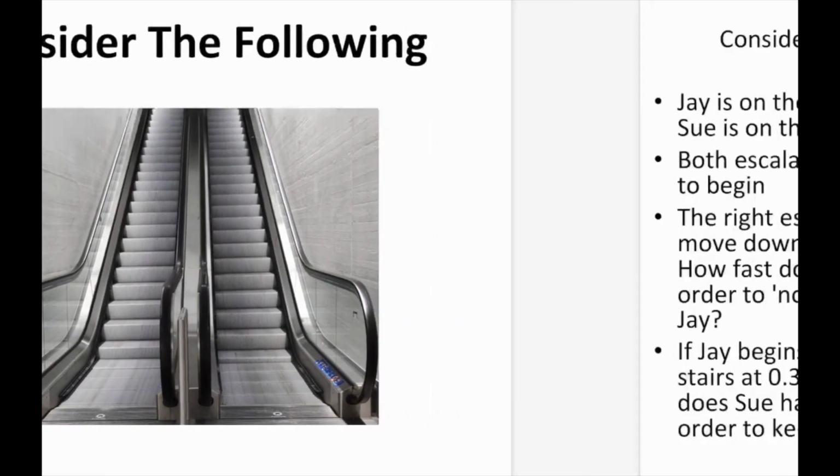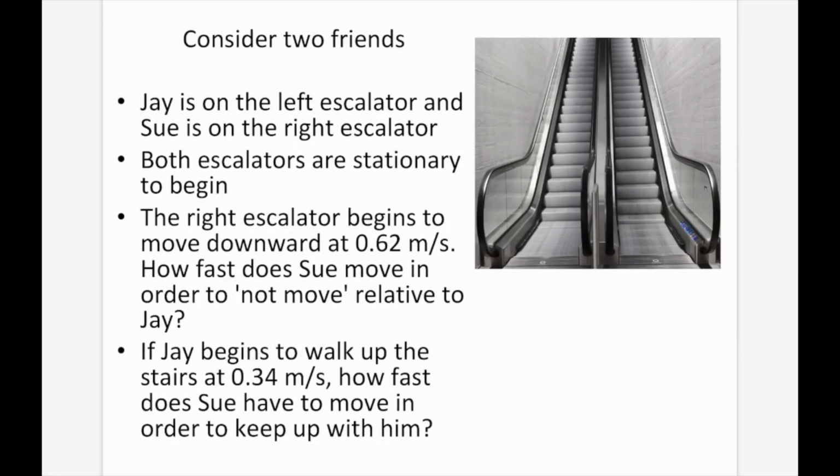So let's consider this example here. We have two friends. Jay is going to be on the left escalator. So here's Jay. And Sue is on the right escalator. Here's Sue. Both escalators are stationary to begin with. The right escalator, Sue's escalator, begins to move downwards at 0.62 meters per second. Remember, Jay is still stationary. So how fast does Sue need to move in order to not move relative to Jay?